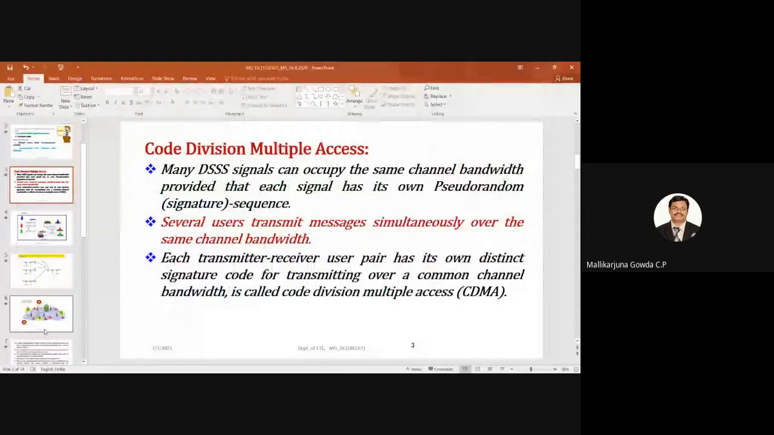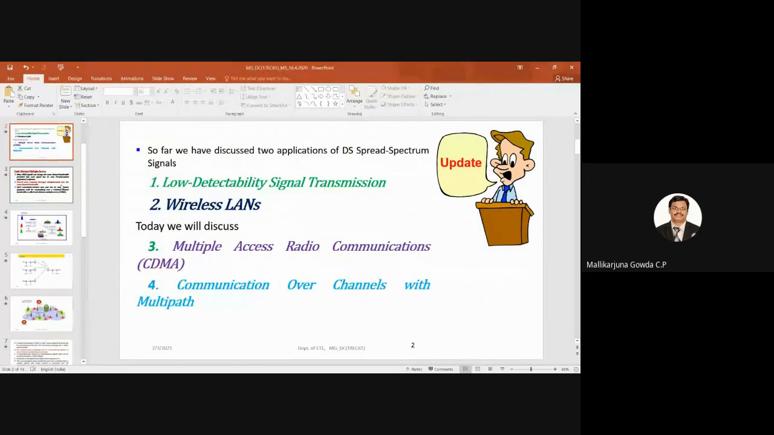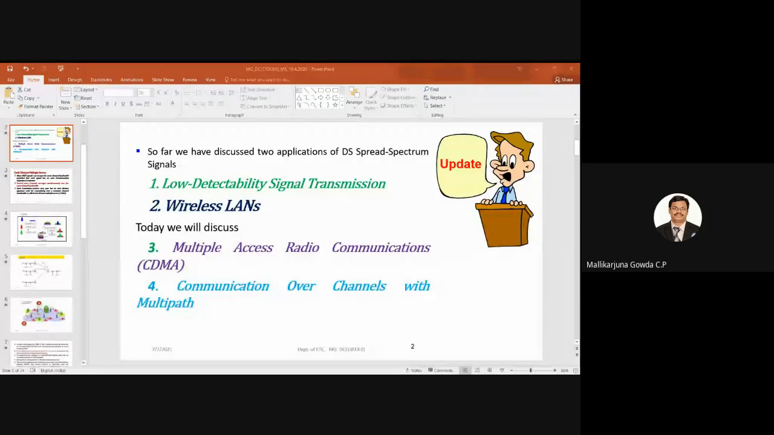Any questions you can ask, about either CDMA or communication over channels with multipath. Out of these four applications, they will definitely ask any two applications for 8 marks. There will be one question on this, I can assure you that. So try to understand all these four applications properly. I hope I told the key concept in each application.